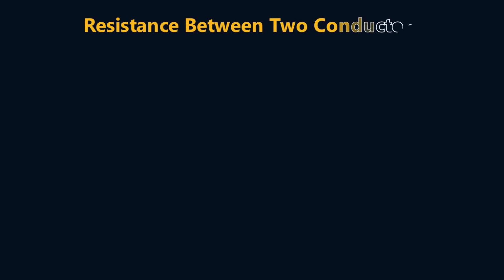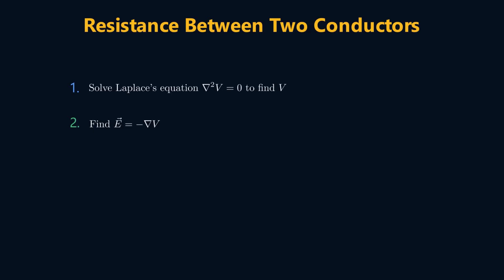Let's start with resistance. Consider two conductors maintained at a potential difference V0. To find the resistance between them, we follow these steps. First, choose a suitable coordinate system and solve Laplace's equation to find V. Second, find E from E equals negative gradient of V. Third, find the current density, J equals sigma E, and integrate over the conductor surface to get the total current.